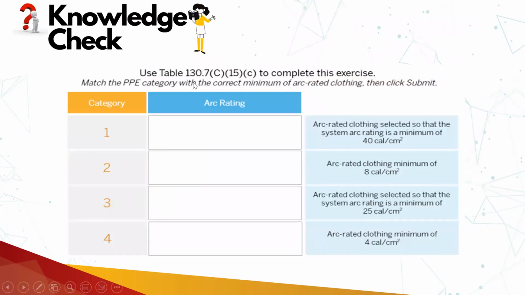So if you look into Table 130.7(C)(15)(c), which is based on the PPE category method: category 1 refers to arc-rated clothing with a minimum of 4 cal per centimeter square. PPE category 2 refers to arc-rated clothing with a minimum of 8 cal per centimeter square. PPE category 3 refers to arc-rated clothing selected so that the system arc rating is a minimum of 25 cal per centimeter square. And PPE category 4 is a minimum of 40 cal per centimeter square. So this you can find from Table 130.7(C)(15)(c).